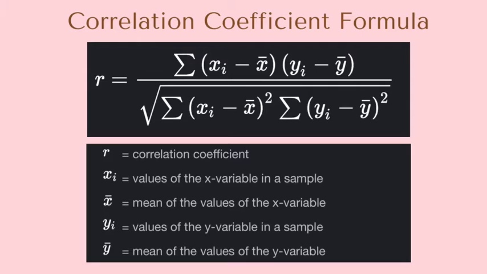And here is the correlation coefficient formula. R is the correlation coefficient. Xi, values of the x variable in a sample. X bar, mean of the values of the x variable. Yi, values of the y variable in a sample. And y bar, mean of the values of the y variable.